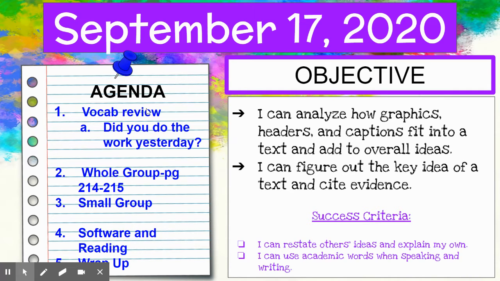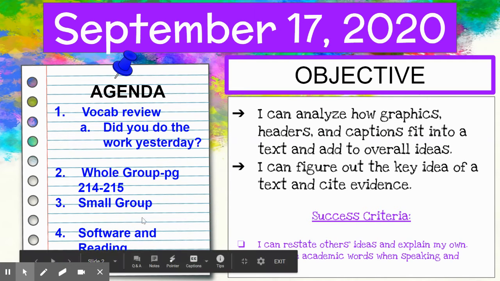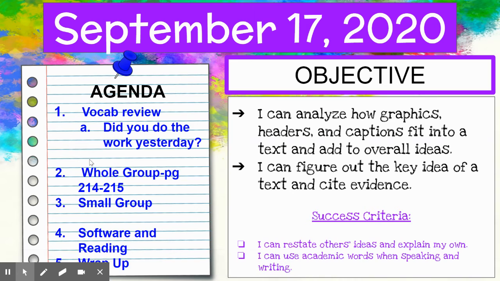Did you work on that yesterday at all? We'll see with the Quizlet. Do a little whole group, small group, and some software and reading. If you are virtual today, obviously these two things go together, and then a little wrap-up question.